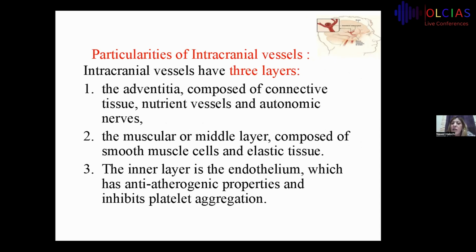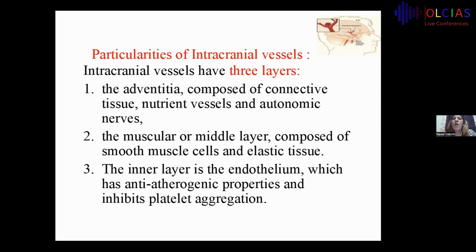The intracranial vessels have three layers. The first one is named adventitia, and it is composed of connective tissue, nutrient vessels, and autonomic nerves. The second one is a middle layer or a muscular layer. It is composed of smooth muscle cells and elastic tissue. The last one, the inner layer, is endothelium. It has an anti-atherogenic property, and this property inhibits platelet aggregation.